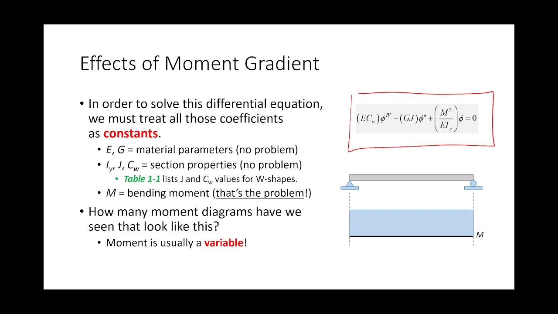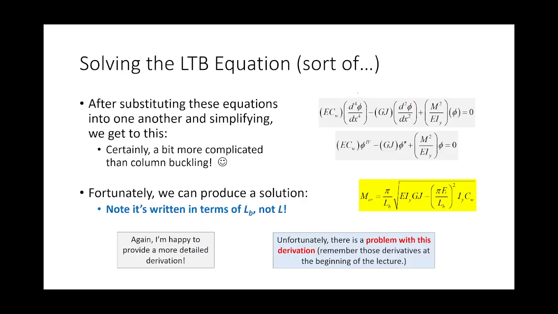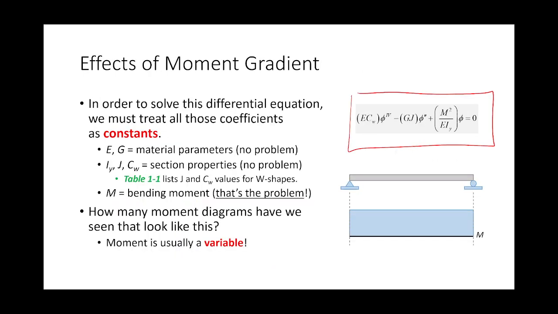Now, where I see phi to the fourth, that's a fourth derivative. That's a second derivative. That's a function, right? So that's what that is. I want to look at this, okay? In order to solve this diffie-q and to come up with this nice, pretty plug-and-chug expression, what we've got to do is treat all these things as constants, okay? So does that pass the smell test? Well, what about E? Is that a constant? Yeah, that's 29,000 ksi, right? What about G? Yeah, that's a constant too. What about C_w and J? That's a constant.